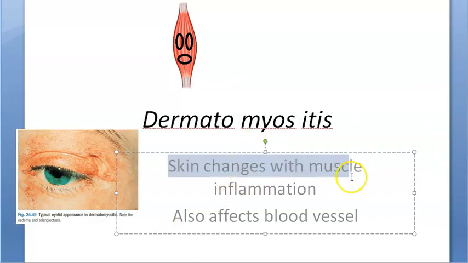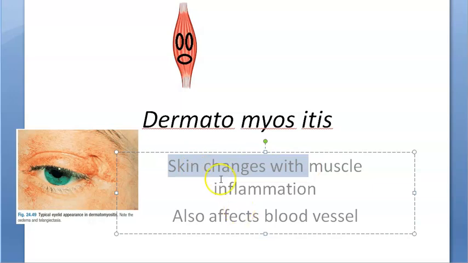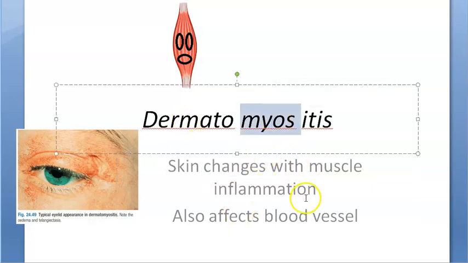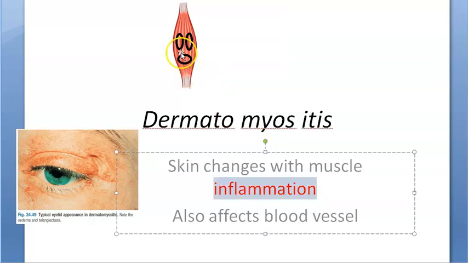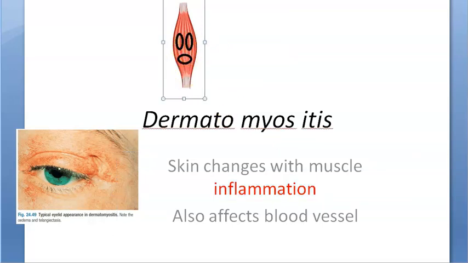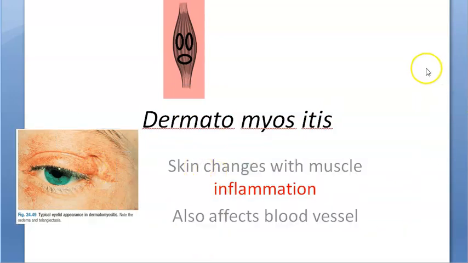So what is written here? Look at this: skin changes with muscle inflammation. Also the blood vessel is affected. Okay, so skin changes along with muscle inflammation. Look at the word here: muscle is inflamed. Okay, muscle is what? Inflamed. And this should be more red, I feel, right? Wait, let's make it red. This is red. Okay, that's all we could do. So muscle is inflamed, there are some skin changes, and it also could have affected the blood vessel.